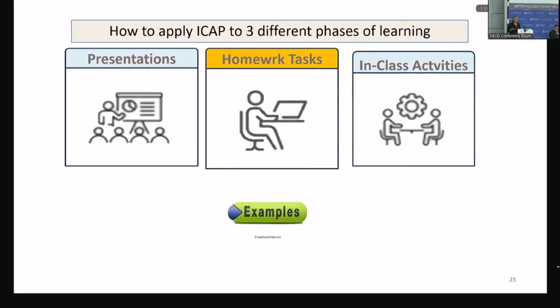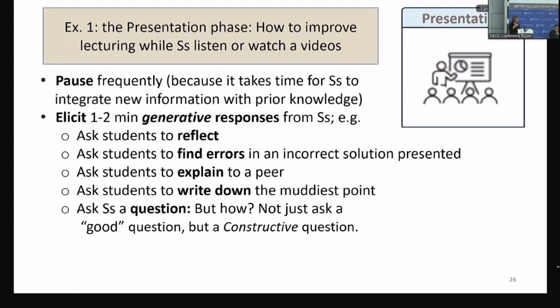So now I'm going to show you 5 examples of how to apply ICAP in 3 different phases of learning: the presentation phase, homework tasks, and in-class activities. The first example, in the presentation phase, is how to improve lecturing while students listen or watch a video. One simple thing to do is simply pause frequently because, as we said, it takes students time to integrate new information and repair their mental model. And while you pause, you can elicit generative responses from students.